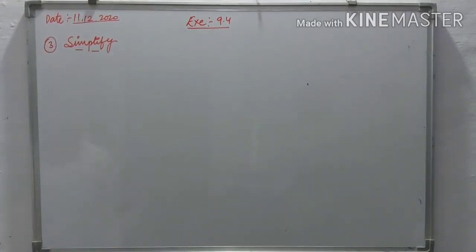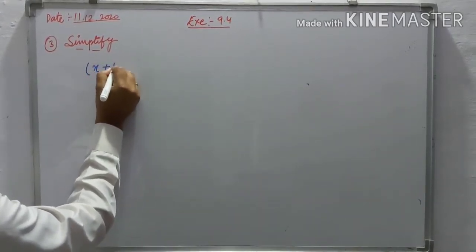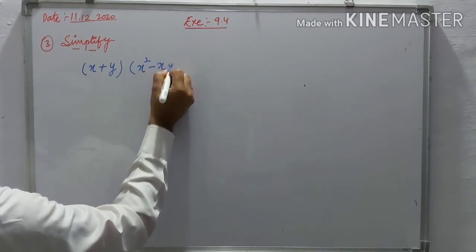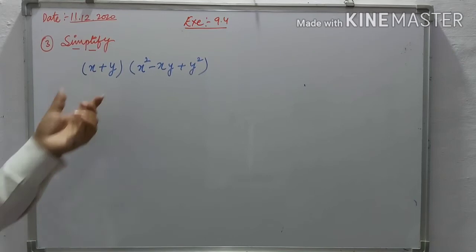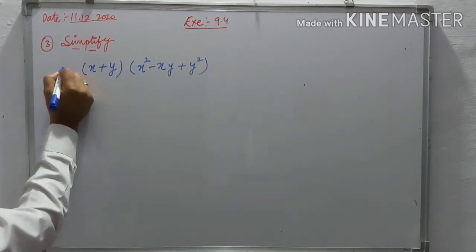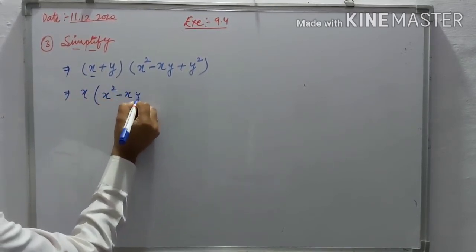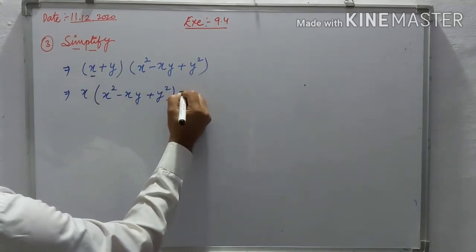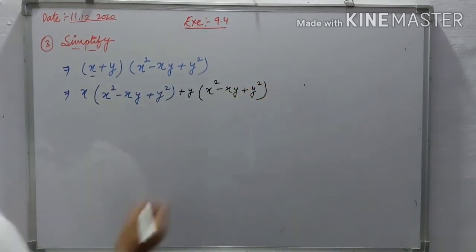Now the next question is question number 6. Its first bracket is x plus y and second bracket is x square minus xy plus y square. Here something is changed: a binomial multiplies a trinomial. First is a binomial, second is a trinomial, but the method is no change. It means first term is x and second bracket x square minus xy plus y square. Okay, and second term is plus y and second bracket x square minus xy plus y square.